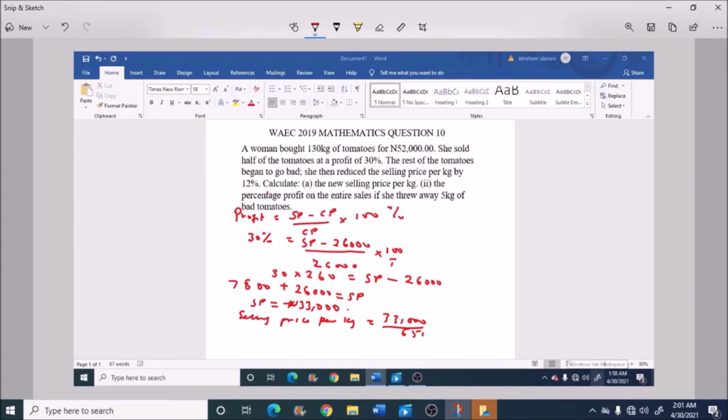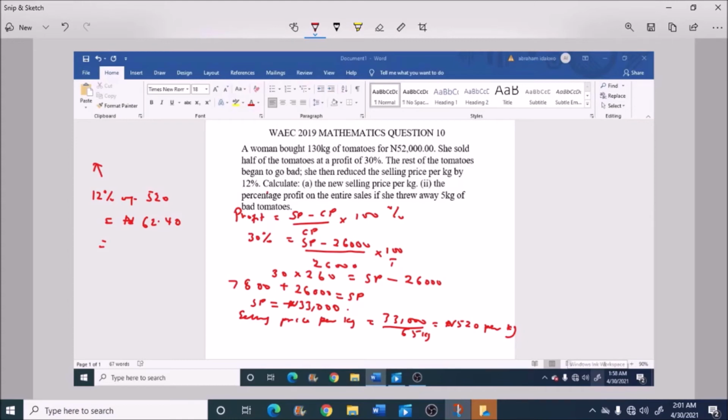Okay, now let's come to this side, and now for the A part of the question, 12% of 520 will be equal to 62.40 naira, 62 naira 40 kobo. Now the new selling price per kg is now equal to 520 minus 62.40. Okay, so this will give us 457.60. So that's what we have.